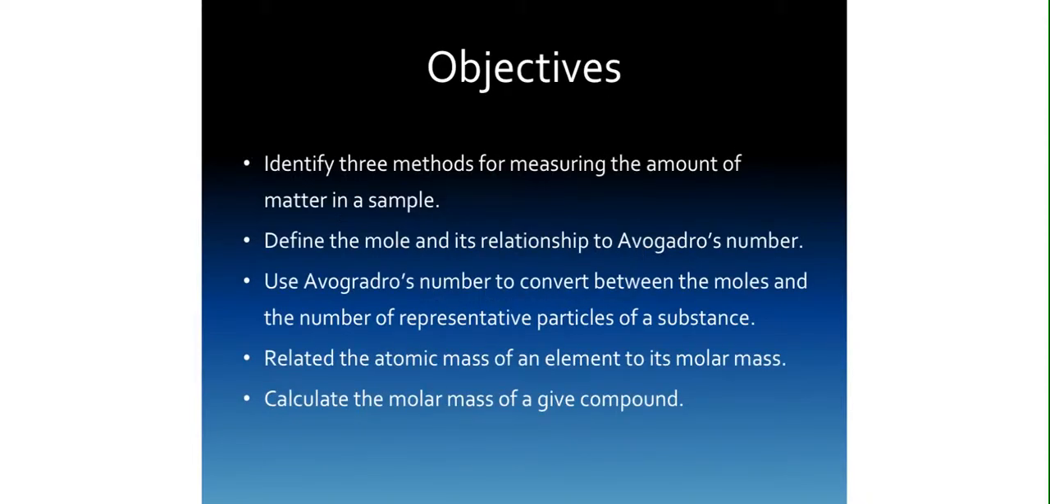By the end of this video, you should be able to identify 3 methods for measuring the amount of matter in a sample, be able to define the mole and its relationship to Avogadro's number, use Avogadro's number to convert between moles and the number of representative particles of a substance, relate the atomic mass of an element to its molar mass, and finally calculate the molar mass of a given compound.